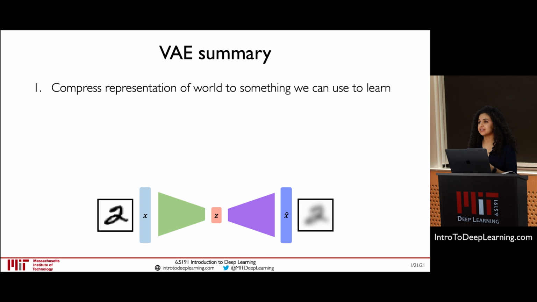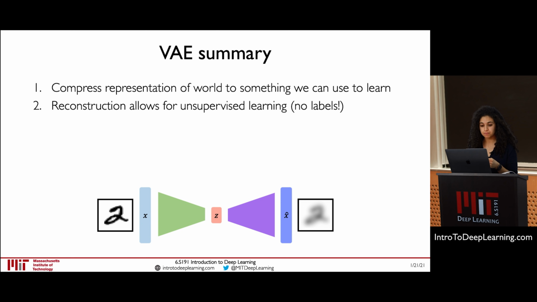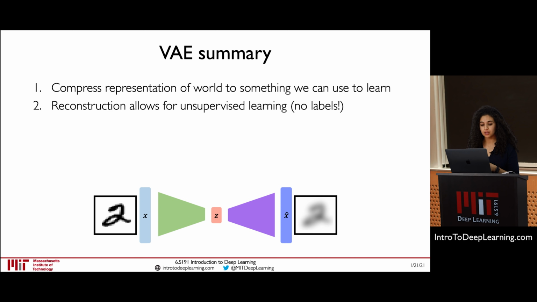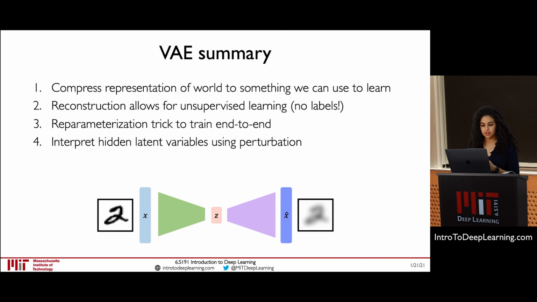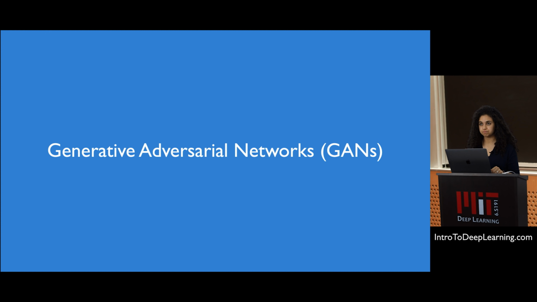All right, so to summarize the key points on VAEs, they compress representation of data into an encoded representation. Reconstruction of the data input allows for unsupervised learning without labels. We can use the reparameterization trick to train VAEs end-to-end. We can take hidden latent variables and perturb them to interpret their content and their meaning. And finally, we can sample from the latent space to generate new examples.